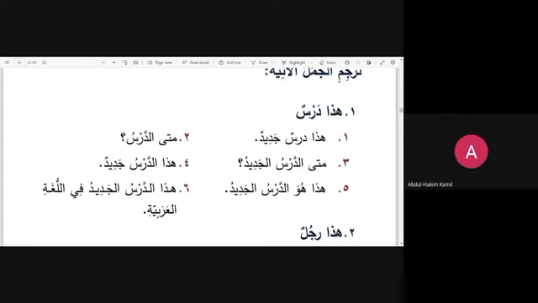No, it's not a must to have huwa. It's just to clarify. It's not a must, but it's just to clarify. هذا الدرس الجديد في اللغة العربية. Tayyib, now look at this here. This says, this new lesson is in the Arabic language.